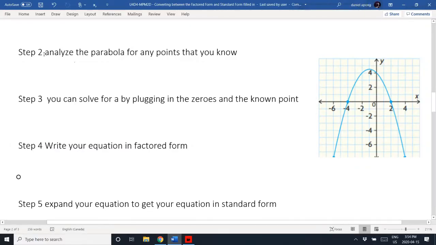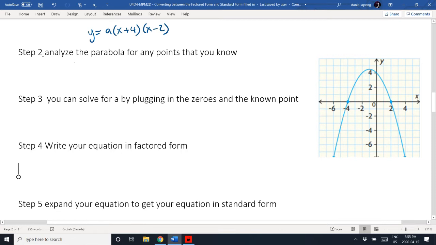Okay, so continuing on, I'm just going to rewrite the equation as we know it so far. So x plus 4, x minus 2. We don't know what the a value is yet, but we're going to figure out what that is. And so step 2 says, analyze the parabola for any points that you know.